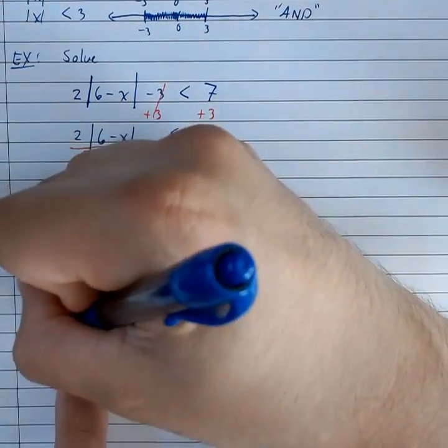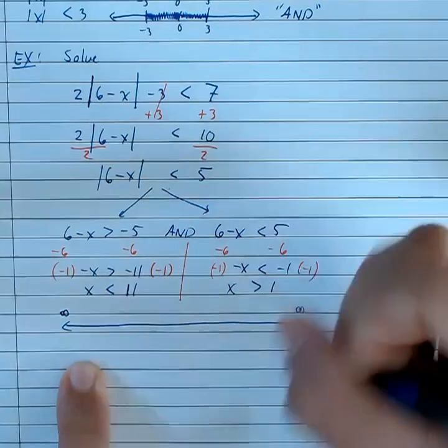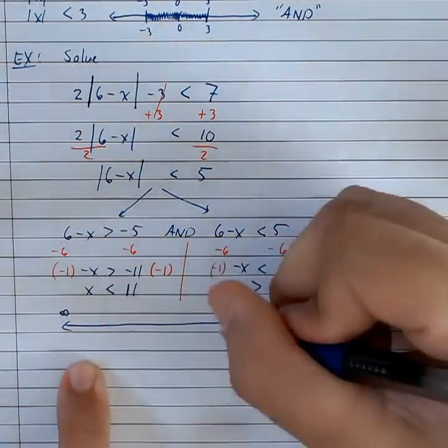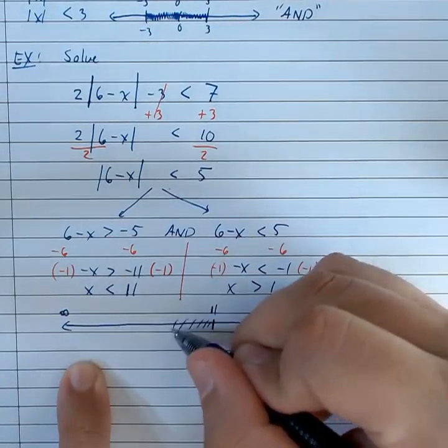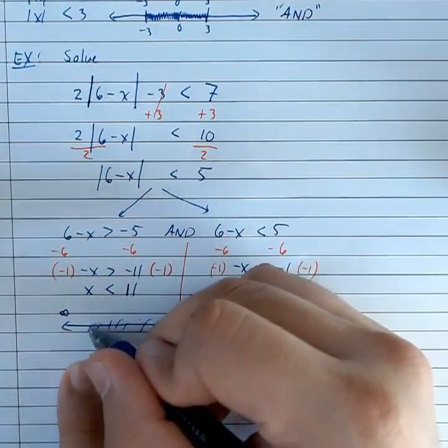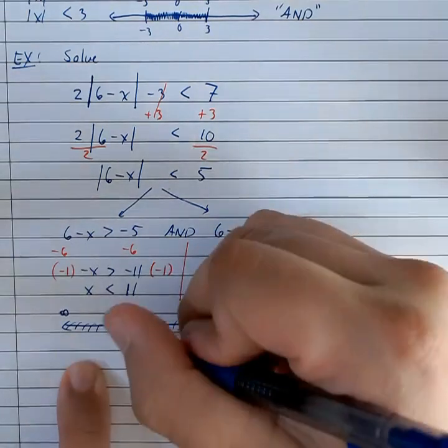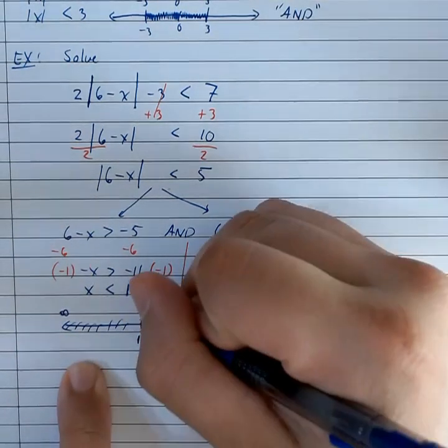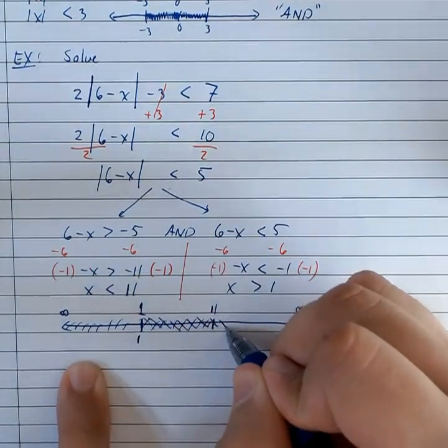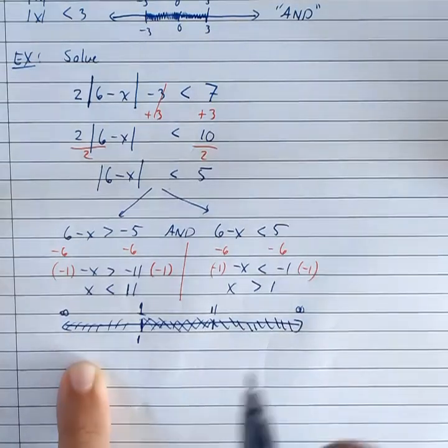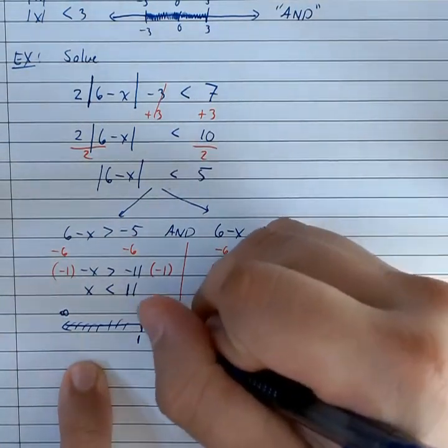So now, on my number line, from negative infinity to infinity, I want all the stuff that's less than 11. Okay, so here's 11, and I want everything less than that. But I also want x to be greater than 1. So from 1, I want to go to the right. And what I'm looking for is where do they overlap?